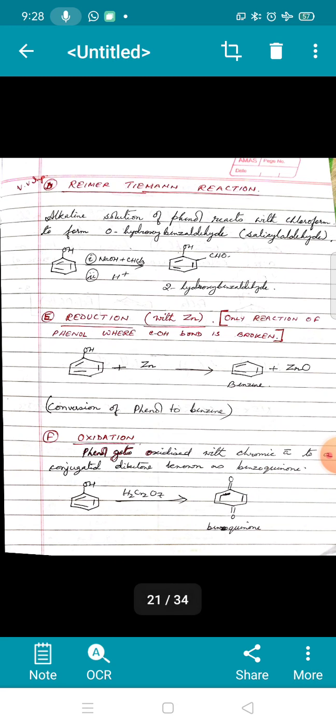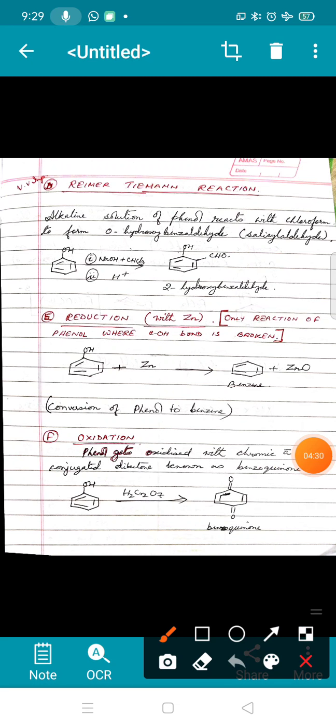The next reaction is the Reimer-Tiemann reaction, another very important name reaction. It is also an electrophilic substitution reaction, but here when phenol in the alkaline medium, same as sodium phenoxide, is treated with chloroform, CHCl3, then instead of getting a COOH group here, we get a CHO group here. So it is ortho-hydroxybenzaldehyde or 2-hydroxybenzaldehyde. This is also a very important reaction and very often asked. So that's all about the name reactions.